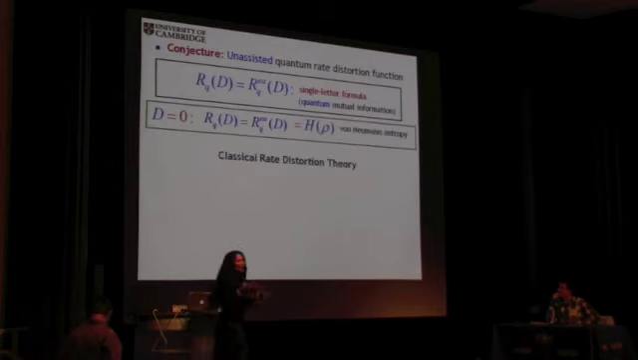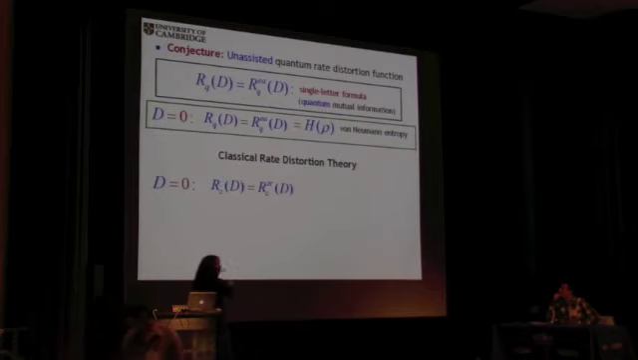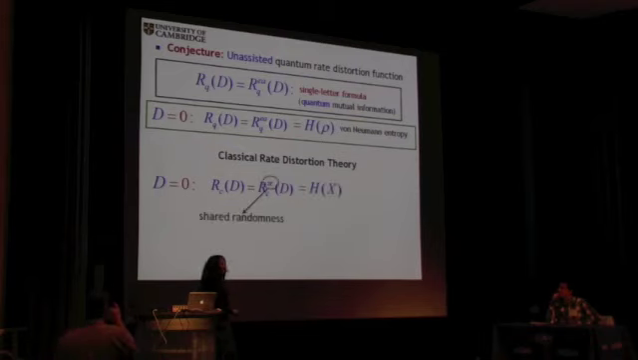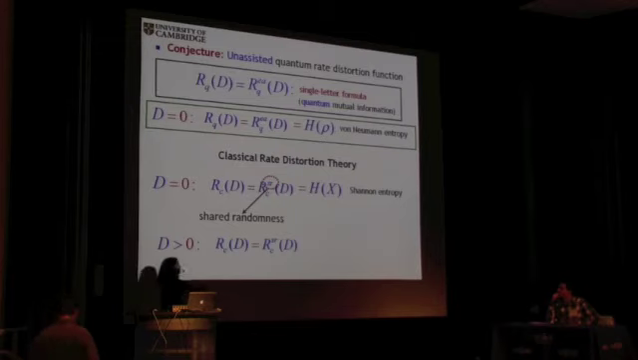Secondly, if you look at the classical case, then what you find is that if you consider d equal to 0, here the rate distortion function with or without shared randomness are identical. So in some sense they are analogous results. But also, if you consider d non-zero, you would find that they're still identical. So of course, one asks, would this carry on in the quantum case?